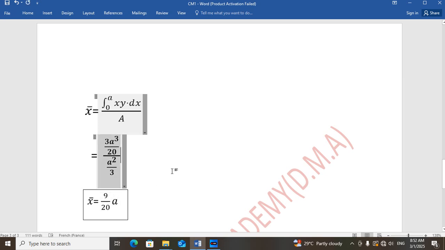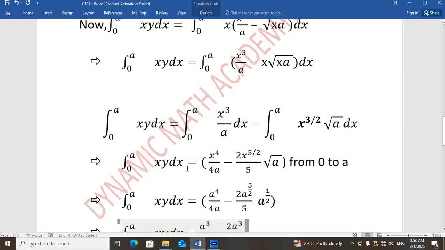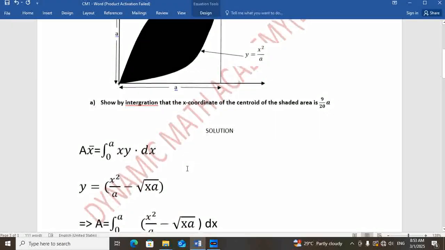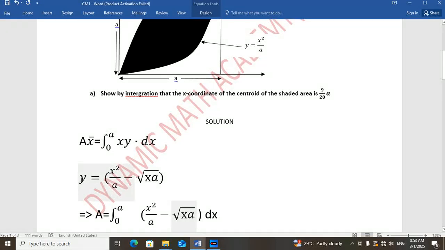So the most difficult part here was not even integrating. Yes, because I'm sure that if they gave you this to integrate, you could integrate without any problem. But the idea behind this question was at this level here, to know that y is not x squared on a, but rather x squared on a minus the square root of xa. This is the key point. This is the key point here, and this is the point where most students were making mistakes.